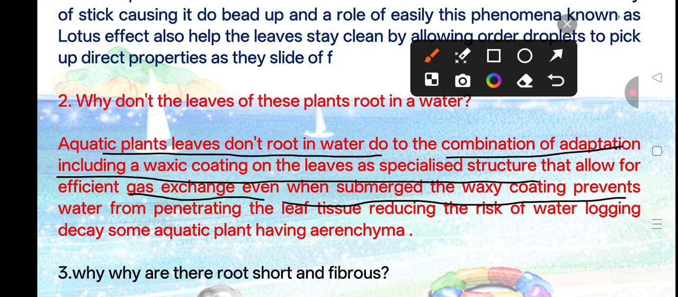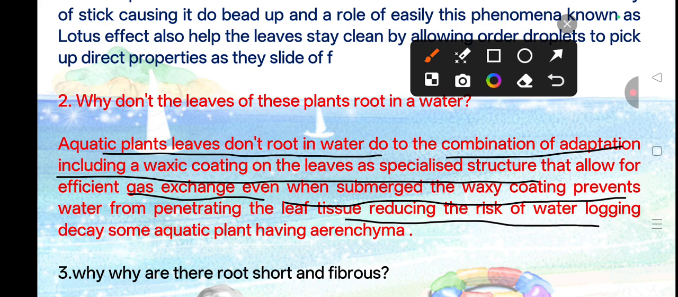The waxy coating prevents water from penetrating, which means it prevents accumulation in the leaf tissues, reducing the risk of waterlogging, that is, absorbing water, and decay. Aquatic plants are present in water through their whole life cycle, but these plants do not decay because of the waxy layer and the prevention of waterlogging.